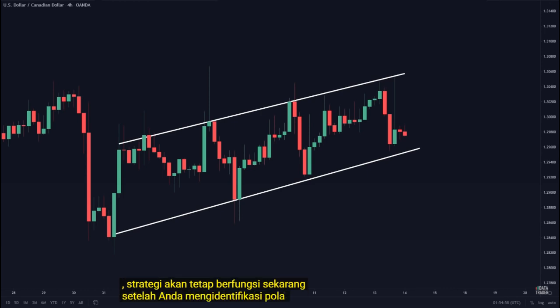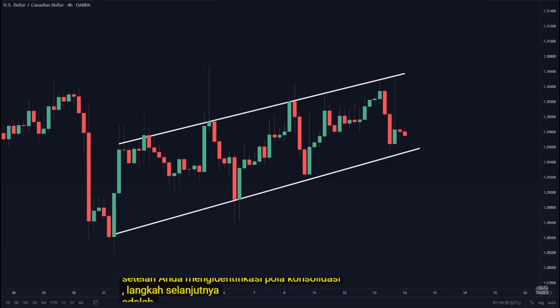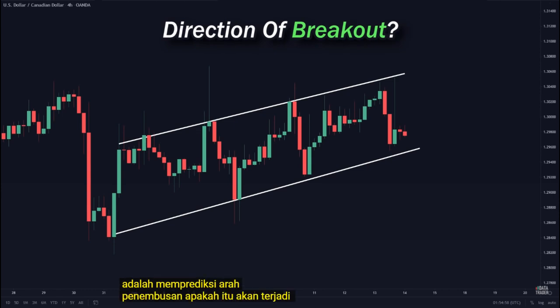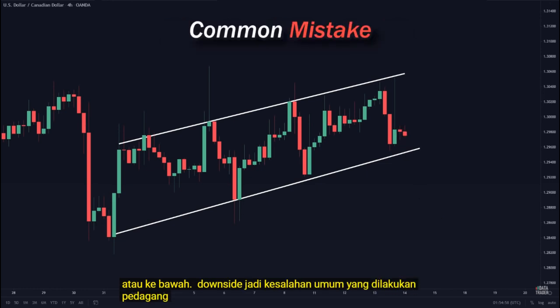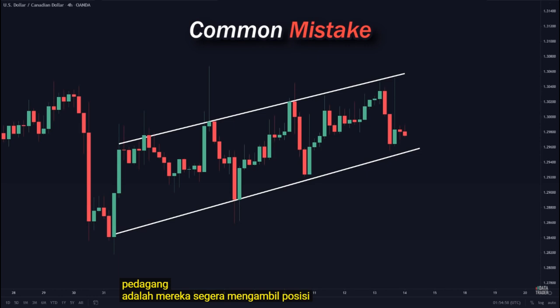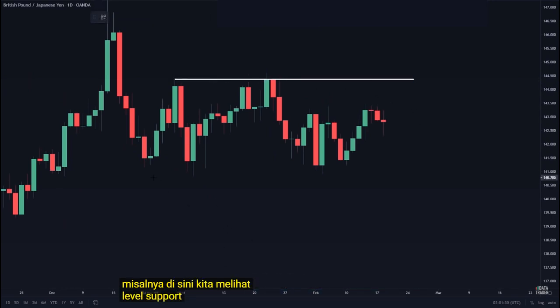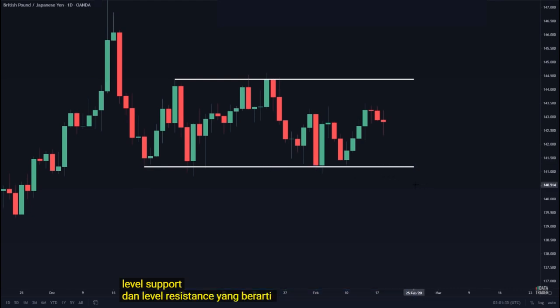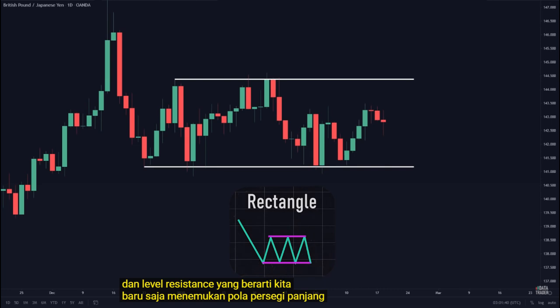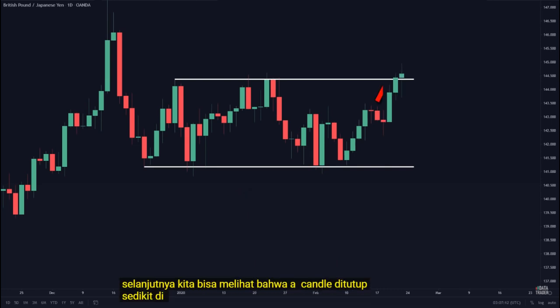Now, once you've identified the consolidation pattern, the next step is predicting the direction of the breakout. Will it happen to the upside or the downside? So a common mistake that traders make is that they immediately take a position at the first breakout that they see. For example, here we spotted both a level of support and a level of resistance, meaning we just found a rectangle pattern. Next, we can see that a candle closed slightly above the upper level. Now, traders would look at this and think, oh, the price broke above the level and so the breakout will surely happen to the upside.